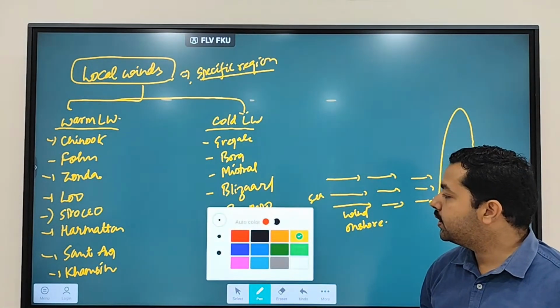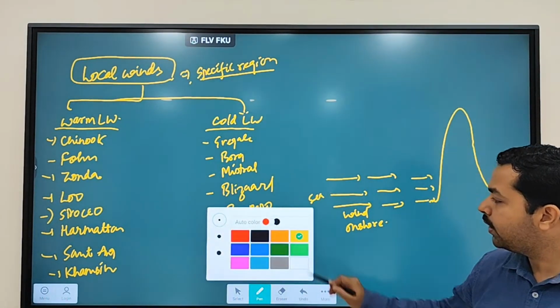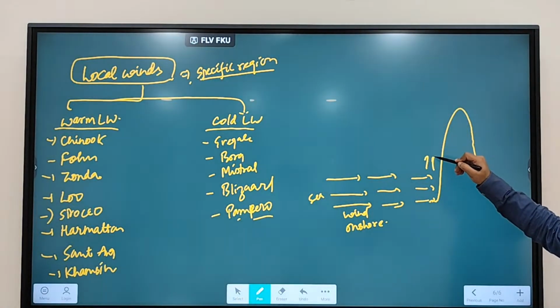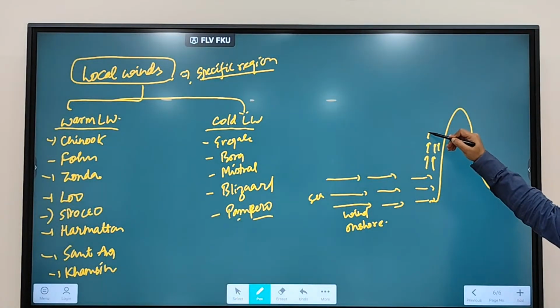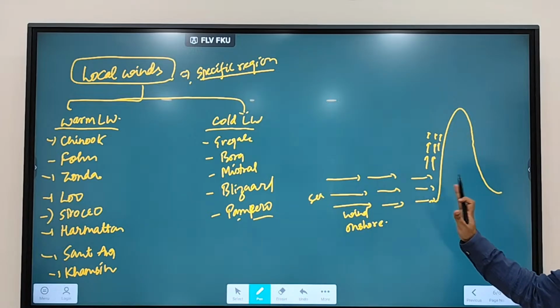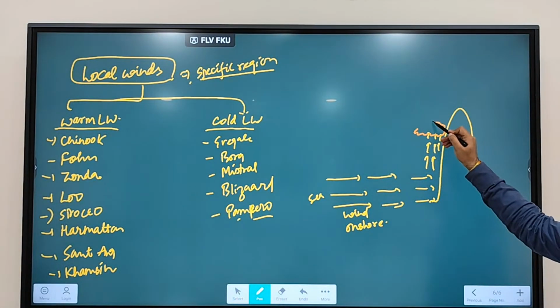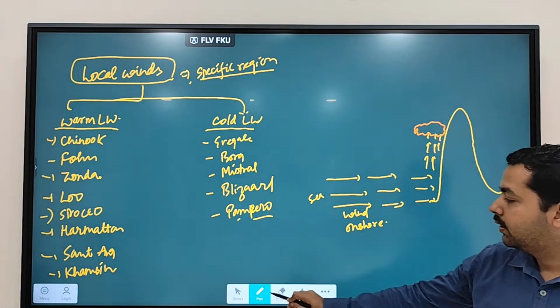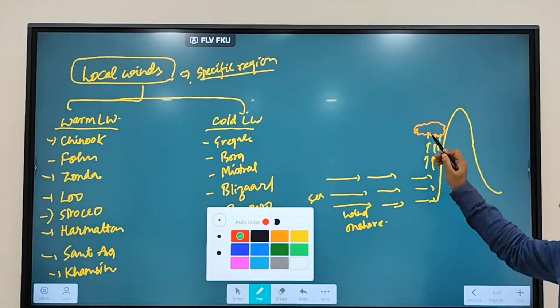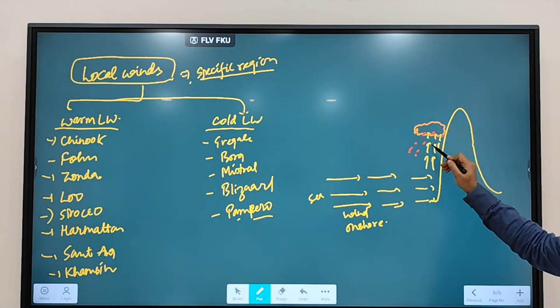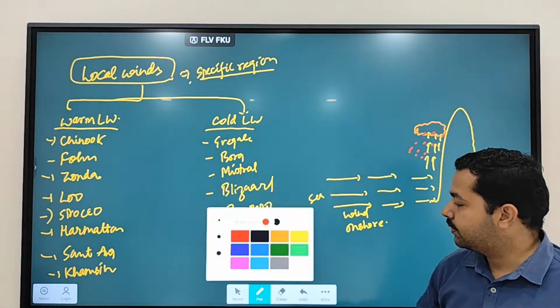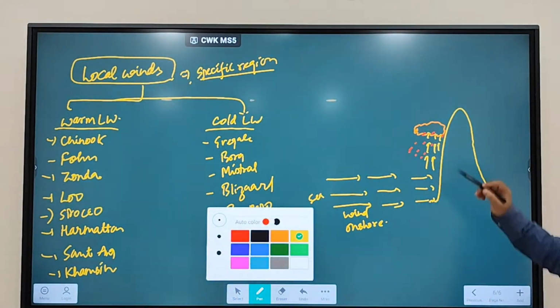Then what will happen to this wind? This wind will start to rise up as the mountain is blocking the flow of wind. When the mountain is blocking the flow of wind, the wind will be forced to rise up. When wind is forced to rise up, what will happen? We'll see clouds are going to be formed over here, and then rainfall is going to happen in this region.